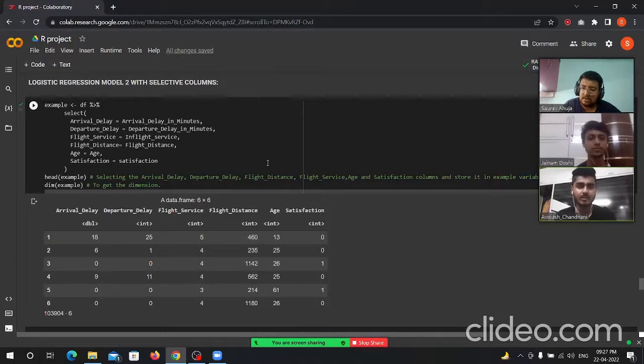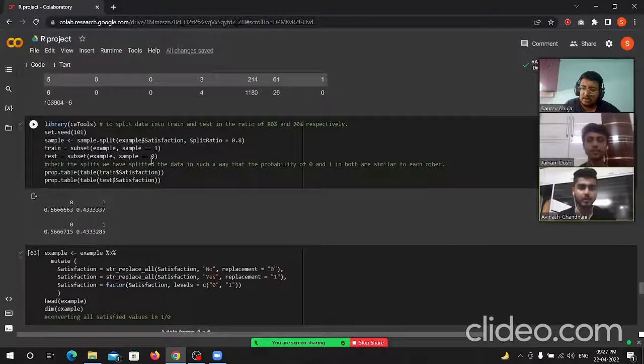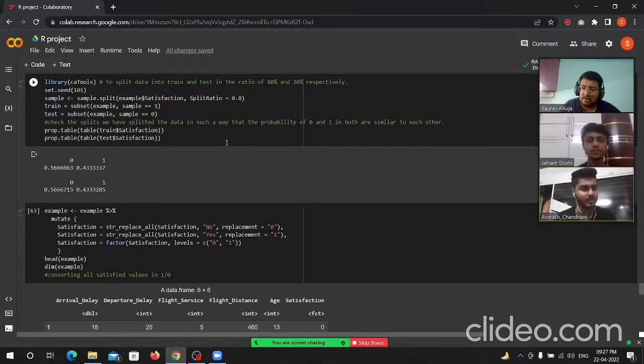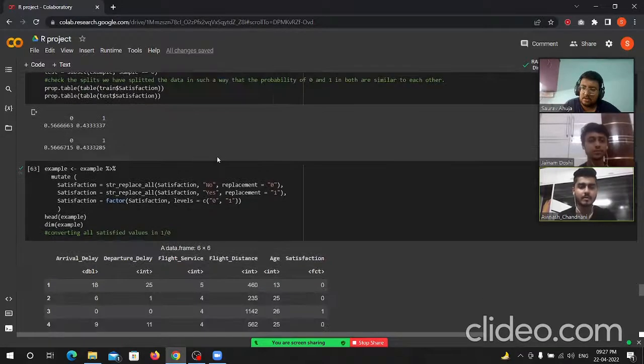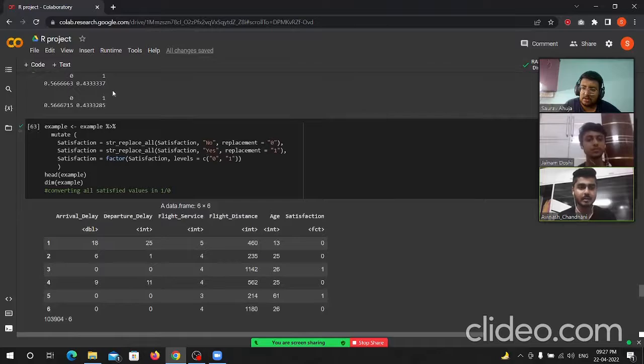We tried to create another logistic model, taking selective columns that we think can have a greater impact on the satisfaction of passengers. These columns are arrival delay, departure delay, flight service, flight distance. So we are going to perform the logistic regression on this. We are again going to divide our data into the 80 and 20% ratio. And as you can see, again, probabilities are very close here, differing in decimals after 0.7.